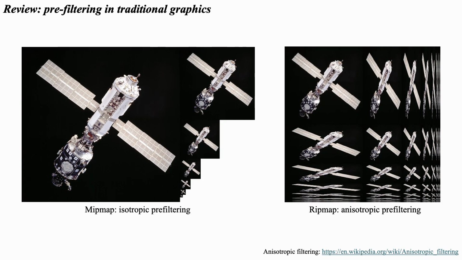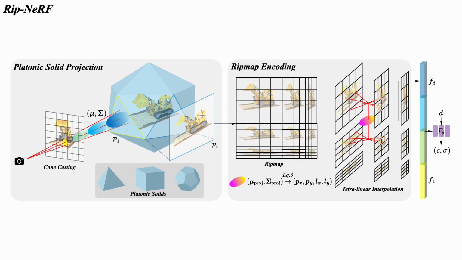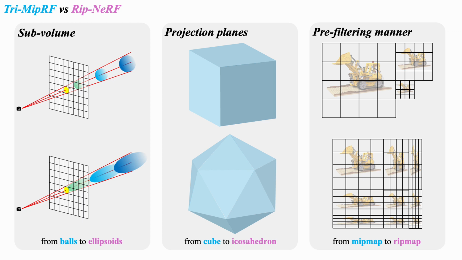In traditional graphics context, Ripmap is a variant of mipmap, which is used to anisotropically pre-filter the texture, achieving better performance while maintaining relative efficiency. To this end, we introduce Rip-NeRF, a Ripmap-Encoded Platonic solid representation to precisely and efficiently featurize 3D anisotropic areas, achieving high-fidelity anti-aliased renderings. We make three main modifications based on Rip-NeRF.